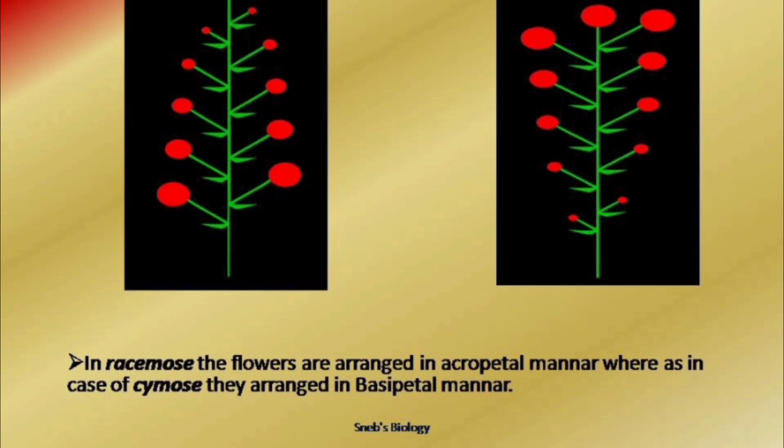In case of basipetal arrangement, look at the diagram. There is the main axis and it has terminated into a flower. This is the first flower, then a branch arises. The branch gives rise to another flower which is smaller. So the upper flowers are older and bigger and the lower flowers are younger and smaller. This arrangement is known as basipetal arrangement. This type of arrangement is found in cymose inflorescence.